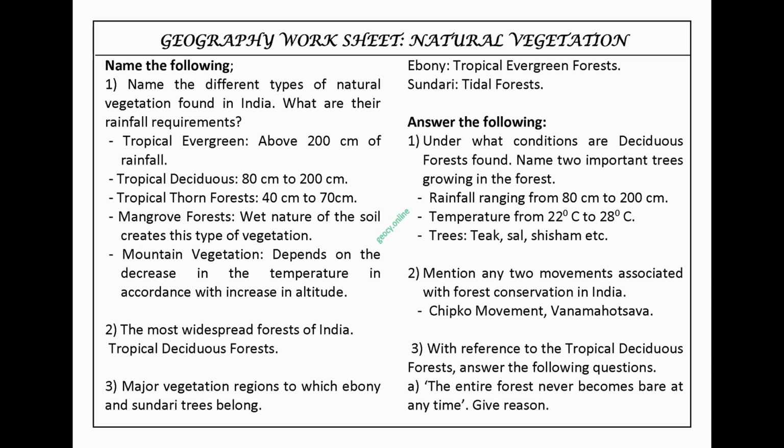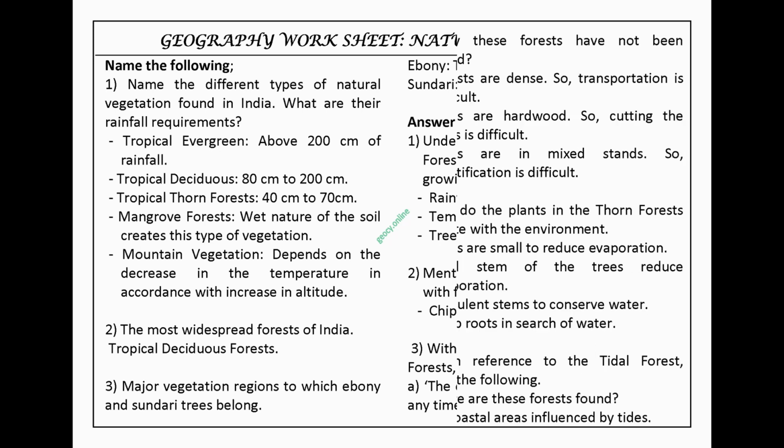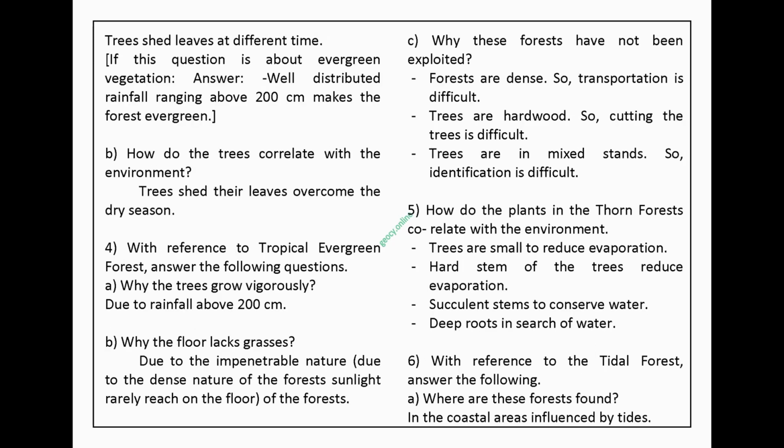The entire forest never becomes bare at any time. Give reason. Trees shed leaves at different times. If this question is about evergreen vegetation, answer: well-distributed rainfall ranging above 200 centimeters makes the forest evergreen. How do the trees correlate with the environment? Trees shed their leaves to overcome the dry season.